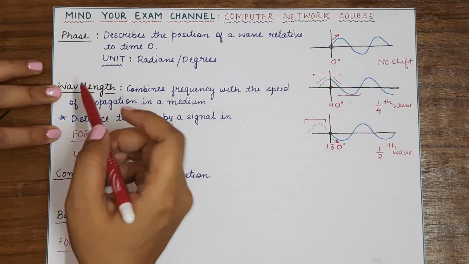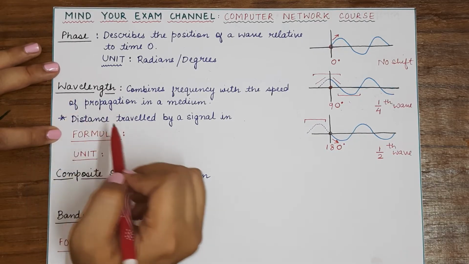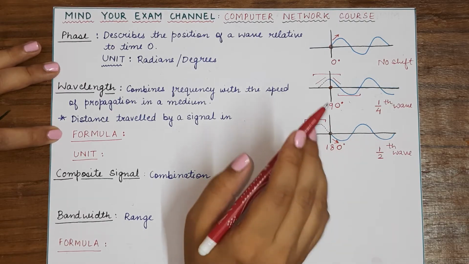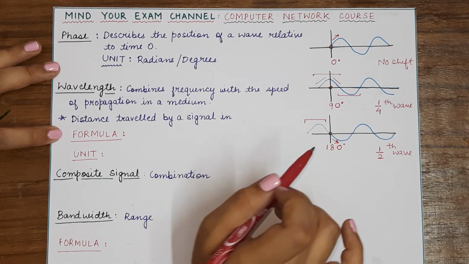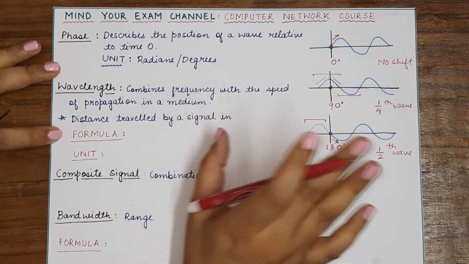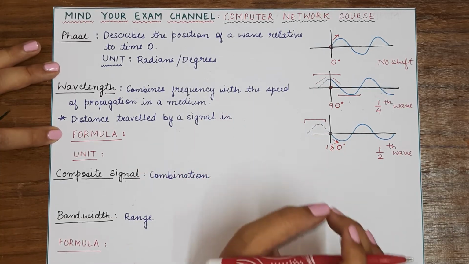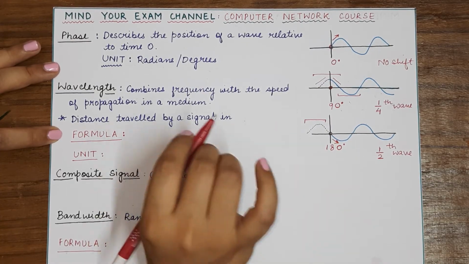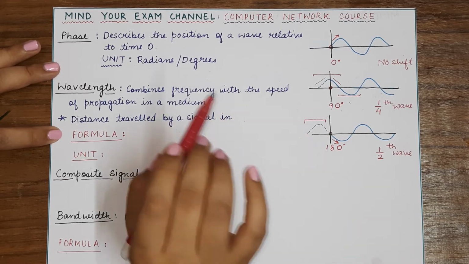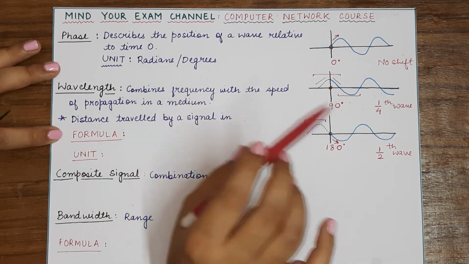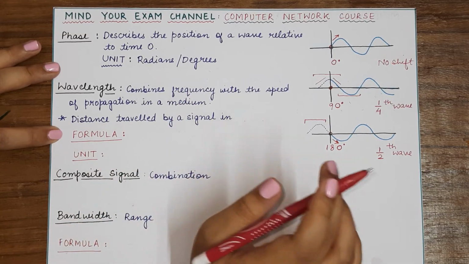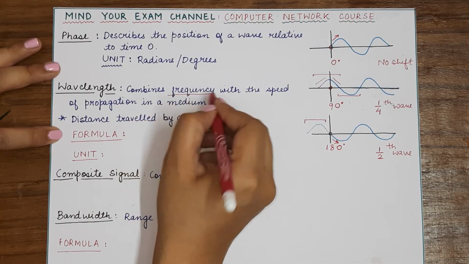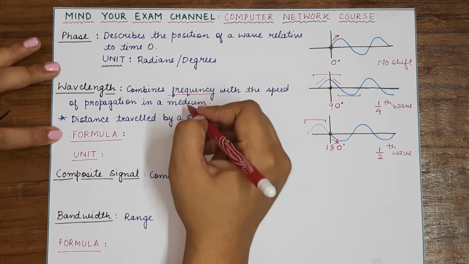Now coming to the next topic, the next important point is wavelength. In the previous video when we discussed frequency or period, that particular term was independent of the speed of the signal or the medium in which the signal is traveling, because the speed of any signal depends on the physical or wireless medium in which it is traveling. Therefore, wavelength combines the frequency or the period, since period and frequency are inverse of each other.